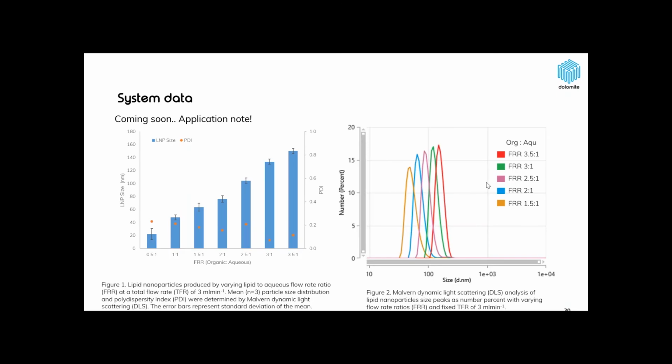Yeah, so again, just taking you back to the system data again. So this is the application that will be released shortly in the next month, and it was produced using that very system that you saw on the demo. And by using a very simple formulation with 1 cationic lipid and 1 neutral lipid mixed in ethanol, and we simply crash that out with some PBS buffer. So by simply manipulating the organic and the aqueous phase flow rate ratio, we were able to get a nice control over the lipid nanoparticle size.